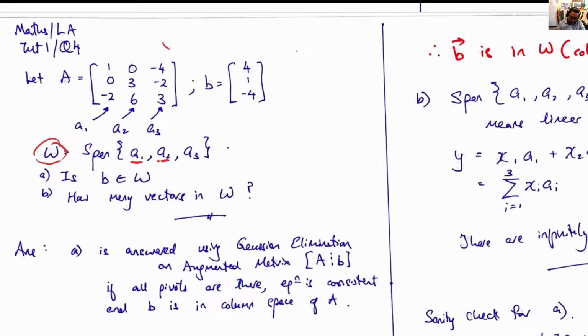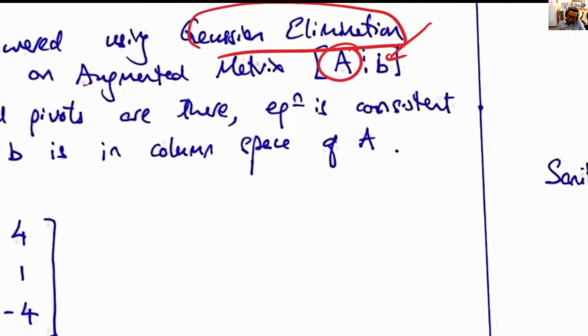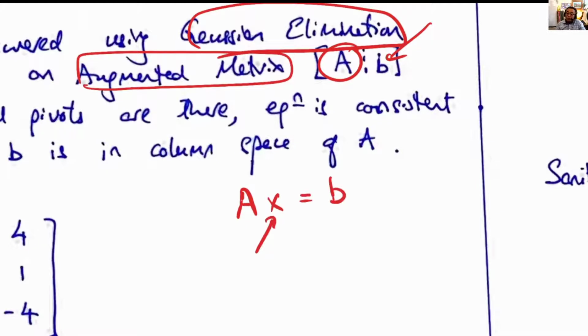Now, how to answer: is B in W? That means, can B be found in W? In this case, we are going to use Gaussian elimination to solve the problem. We put the matrix A, augment it with B, and we are going to solve. Remember that when you are solving the augmented matrix, you're asking yourself to find the x that will solve this equation. And if x can be found such that the left hand side is equal to the right hand side, then what we are saying is that yes, B is in the column space of A, or B is in the span of W.